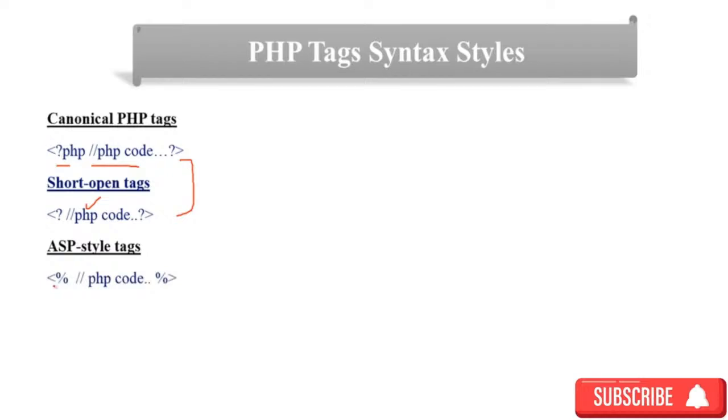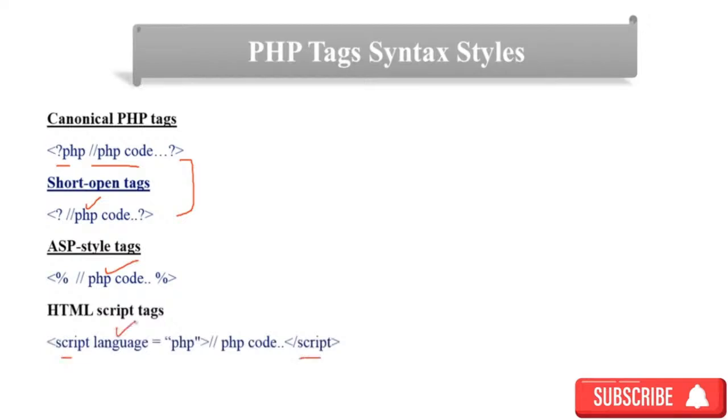Another is HTML script tags, using a script starting tag and ending tag, and providing a language attribute whose value should be PHP. Between that you can write PHP code inside an HTML document. But most of the time we use two methods, canonical PHP tags and short open tags. You can also use the other methods, but most of the time we use only canonical PHP tags. In this course we also use canonical PHP tags.